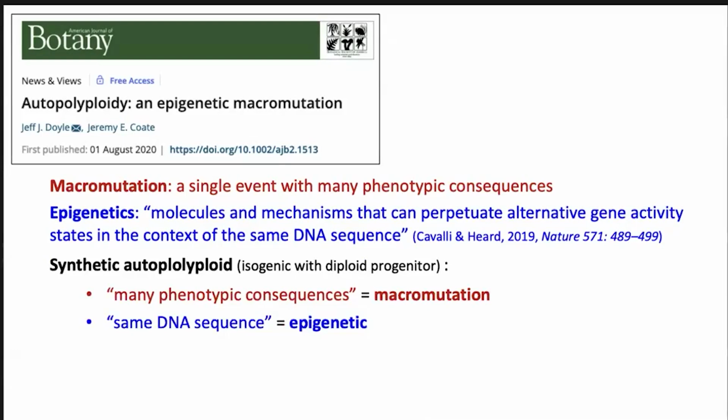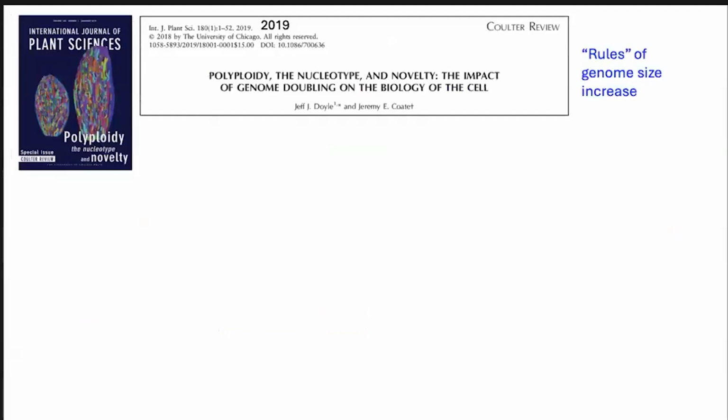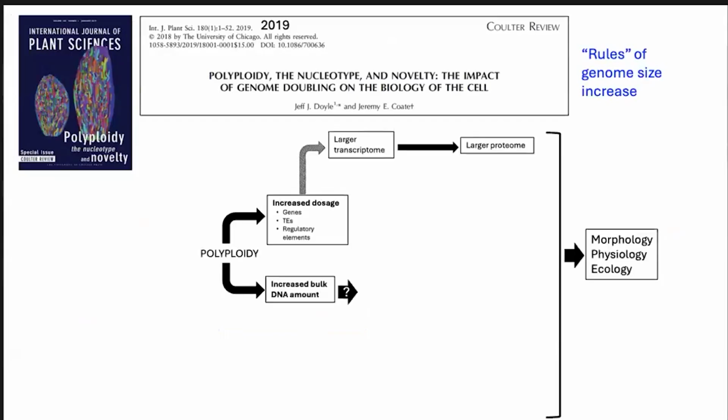And it's also the same DNA sequence, so it is epigenetic, so it qualifies on both of those counts. I've been interested in looking at why polyploids change, or how they may change, through just doubling. This is some review that Jeremy Coate and I wrote a couple of years ago now. If you think about what's happening in polyploidy, two things really: there's increased dosage of everything, but there's also increased bulk DNA amount. And somehow through all of that, we end up with different morphologies, physiology, and even ecology for polyploids.